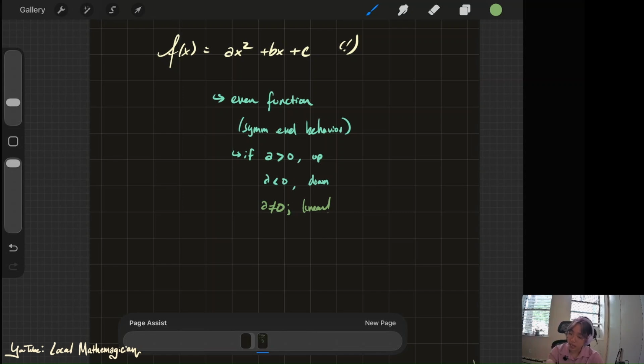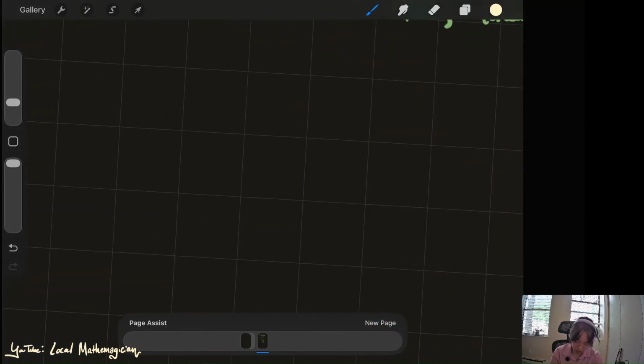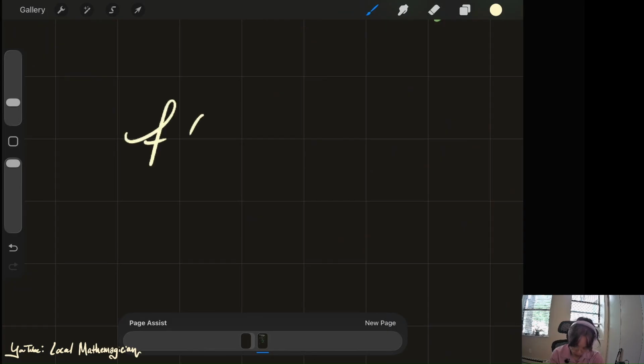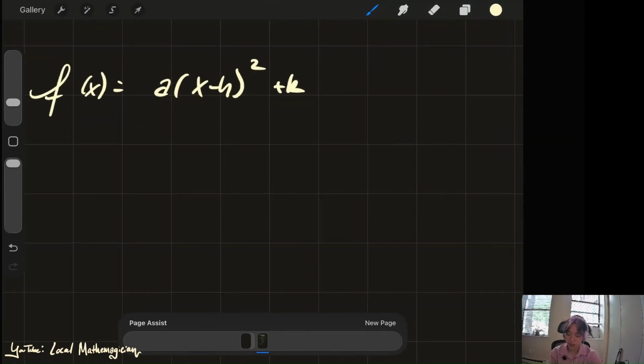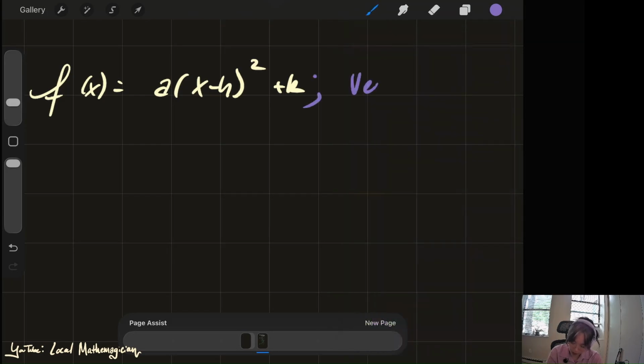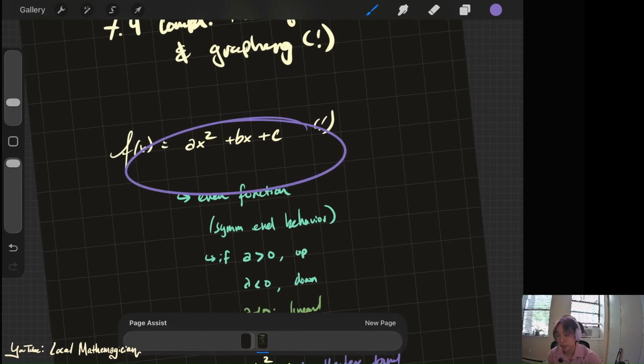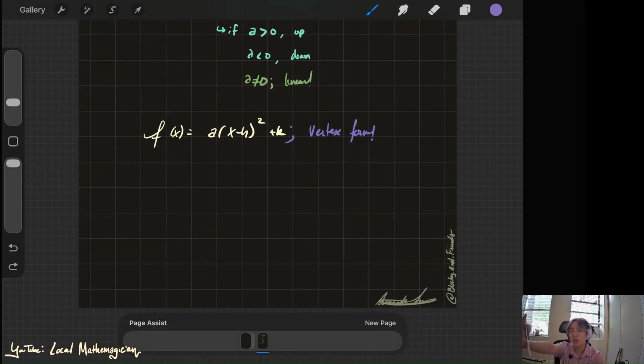Now, last lecture we talked about completing the square. Okay? And I vaguely talked about the form f of x is equal to a times x minus h squared plus k, which is also called vertex form. Okay? This is also called like standard form. So, what do we know about vertex form?